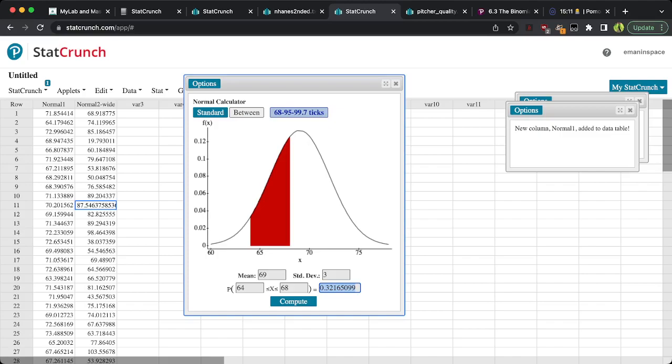Now I want to draw your attention to these numbers right here. It says 68, 95, 99.7, 99.7 ticks. What those are, remember from the empirical rule, that 68% of your population will be within 1 standard deviation, and 95% of your population will be within 2 standard deviations. It changes the tick marks. So you can see that the mean is 69, and the standard deviation is 3. If you go 1 standard deviation away from 69, you'll subtract or add 3, which will put you to 66 and 72.